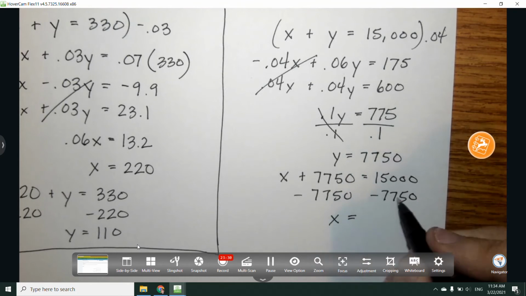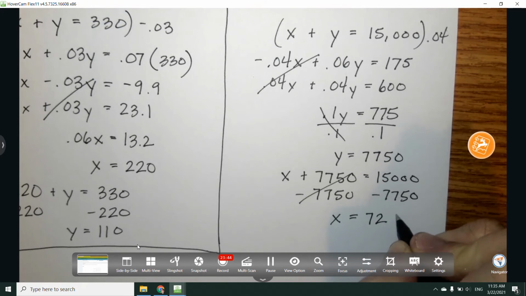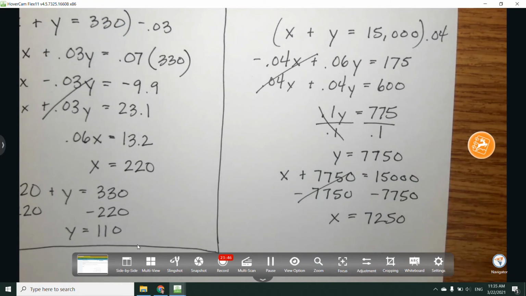And find out that our x is equal to 72.50. They were pretty close to being almost the same amount of money.